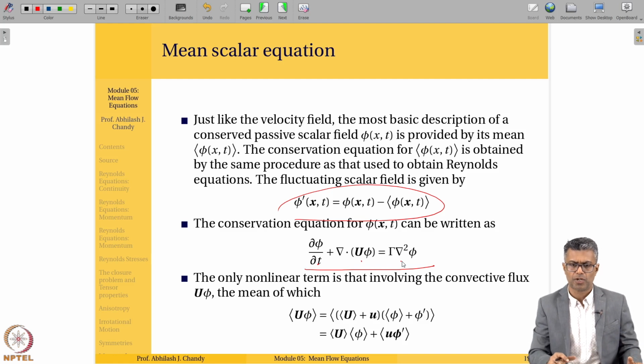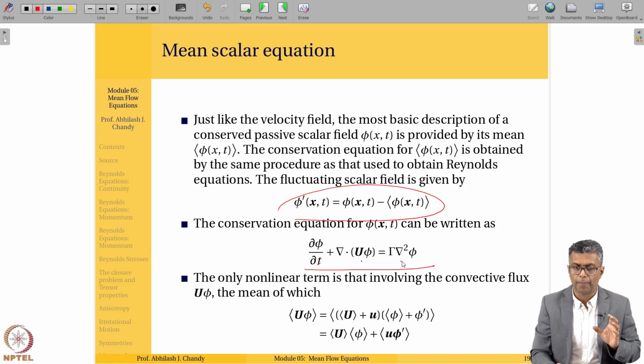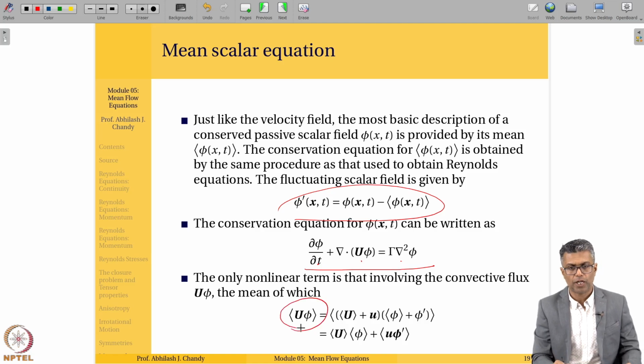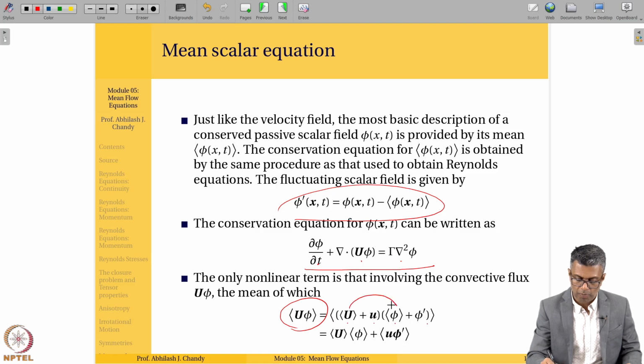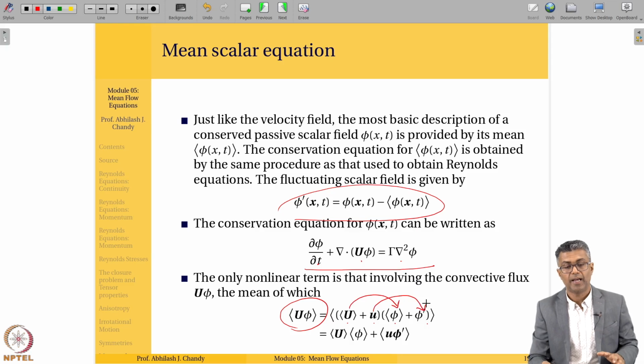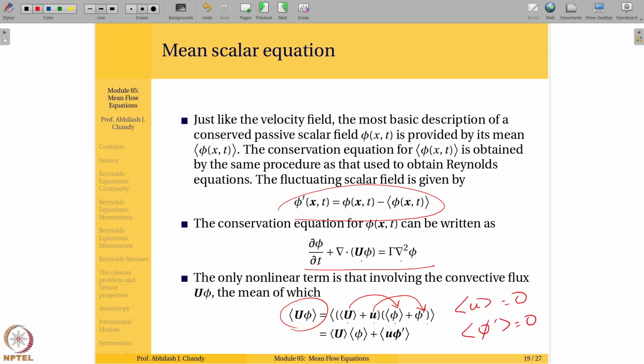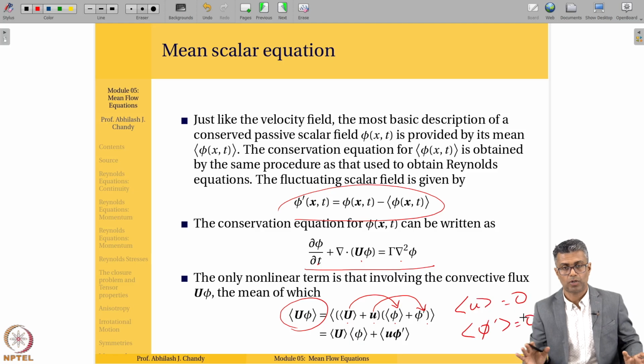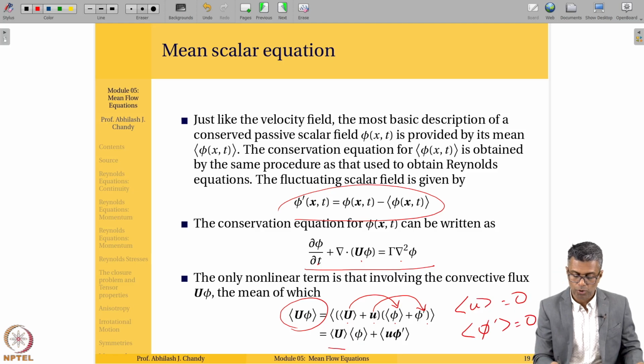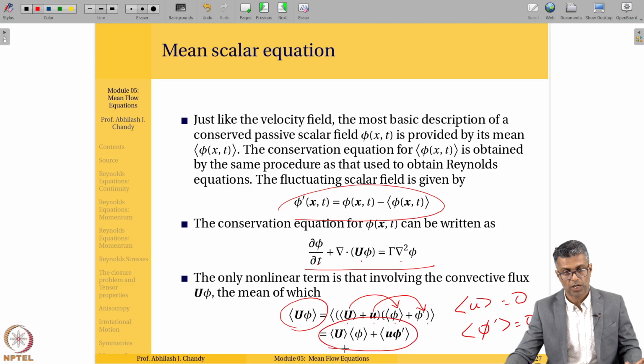I'm not going to repeat the procedure here, but really the only complication is related to this nonlinear term. So u mean plus u prime times phi mean plus phi prime, and of all the components, these two multiplied together and these two multiplied together will be retained. Every other term goes to 0 because the mean of the u fluctuation is equal to 0 and the mean of the phi fluctuation is equal to 0. So you are down to these two terms as far as the nonlinear term is concerned.